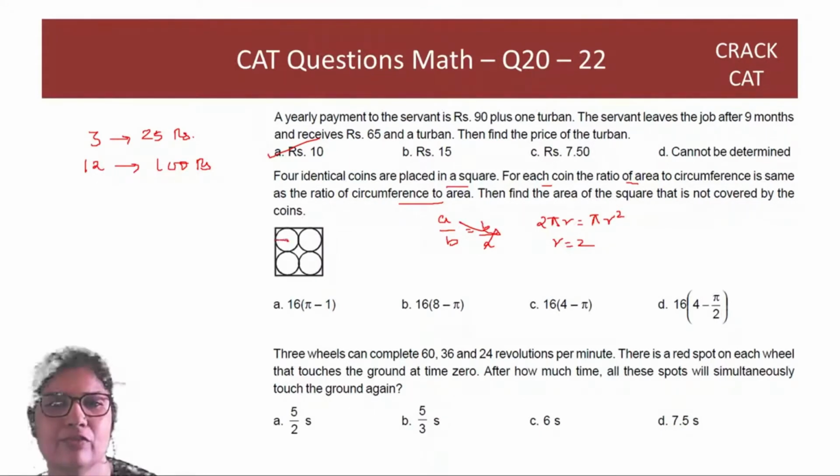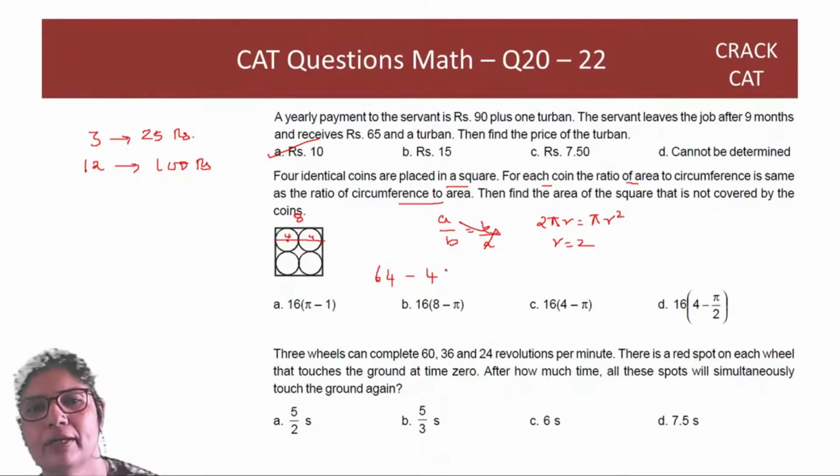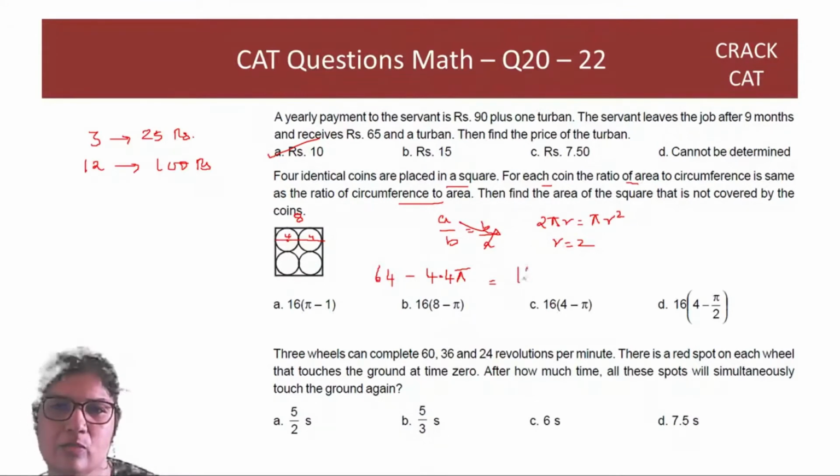So the side of the square is 8. Correct? This is 4, this is 4, the side of the square is 8. So the area of the square is 64, which is 8 square, and each of the coins has radius 2, so the area of one coin is 4 pi, and 4 coins is 4 into 4 pi, which is 16 pi. So I can remove 16 common and I am left with 4 minus pi.